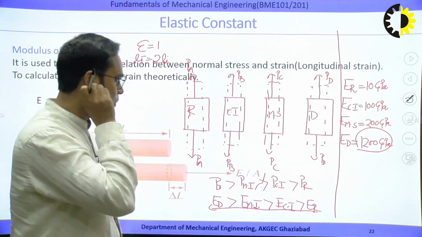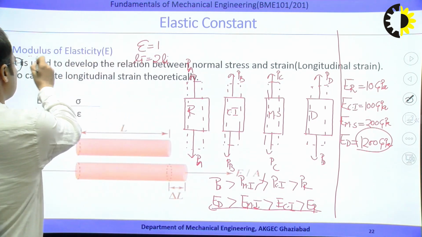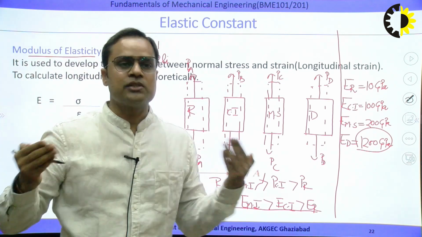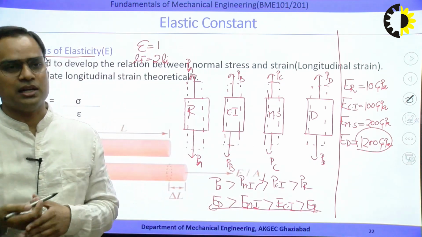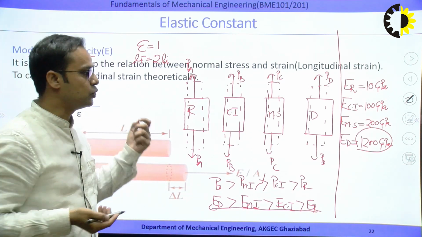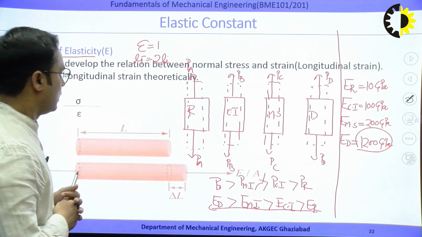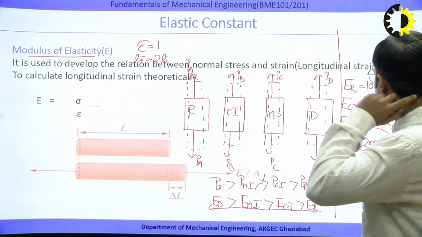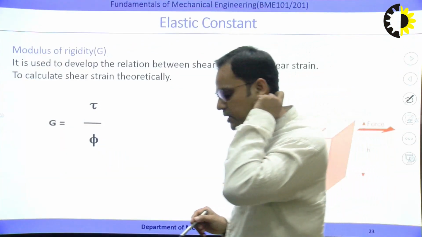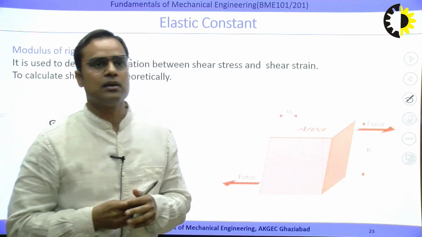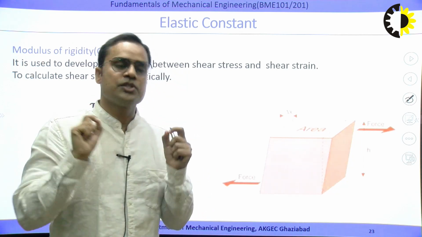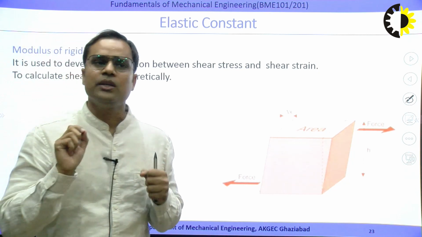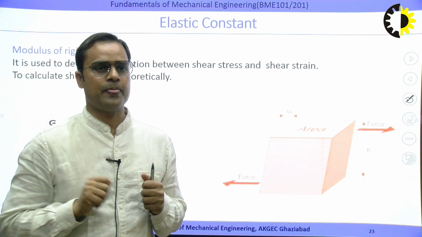I hope this is clear to everyone why we use this modulus of elasticity, what is the significance of this modulus of elasticity, and which stress and strain is used to develop the relation. So next is modulus of rigidity. So the second one is modulus of rigidity. Modulus of rigidity is generally used to develop the relation between shear stress and shear strain. If we are interested to calculate shear strain theoretically, we can use the modulus of rigidity, right?